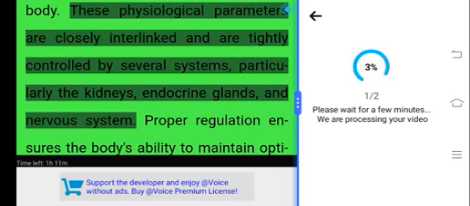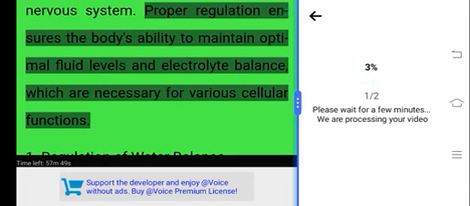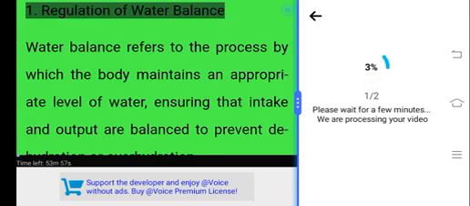These physiological parameters are closely interlinked and are tightly controlled by several systems, particularly the kidneys, endocrine glands, and nervous system. Proper regulation ensures the body's ability to maintain optimal fluid levels and electrolyte balance, which are necessary for various cellular functions. 1. Regulation of water balance.